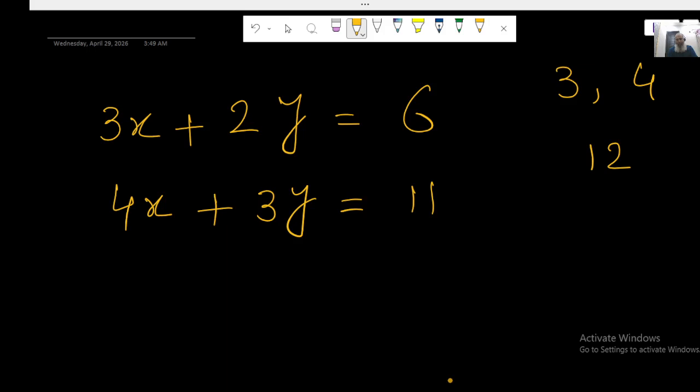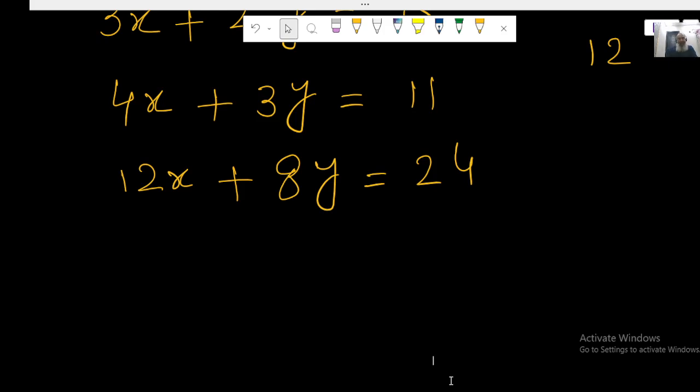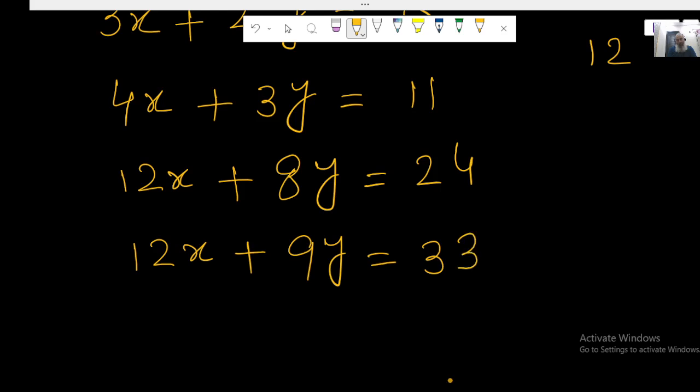So 4 multiplied by 3x is 12x plus 4 multiplied by 2 is 8y is equal to 4 multiplied by 6 is 24. And then I will multiply the second equation, 4x plus 3y, by 3, because here you can see that it's 4x. So I multiplied 3 by 4x is 12x plus 3 by 3y is 9y is equal to 33.